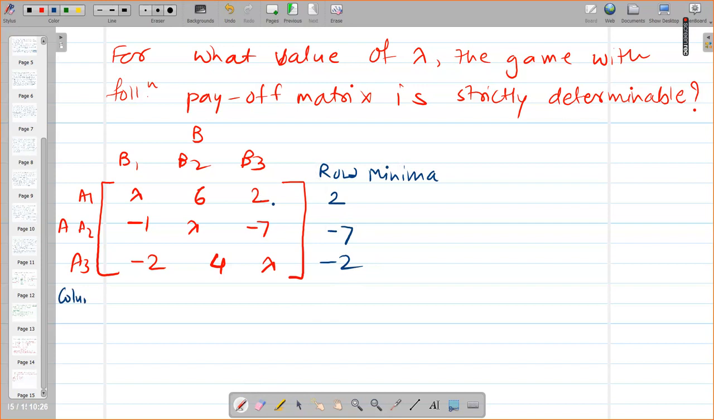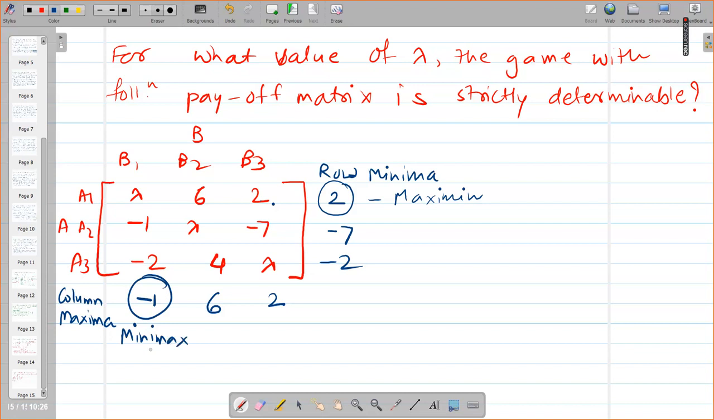Now column maxima. First column, again neglect lambda. Column maxima will be -1, 6 and 2. Okay, now this will be your maximin and this is your minimax. In general, what happens, tell me? Minimax means V bar and maximin means V underscore. In general we get the result V underscore is less than or equal to V, which is less than or equal to V bar.